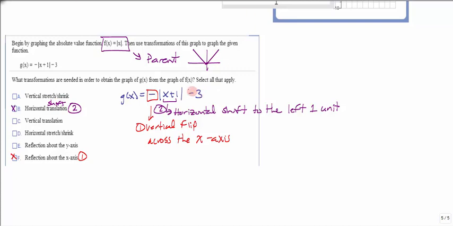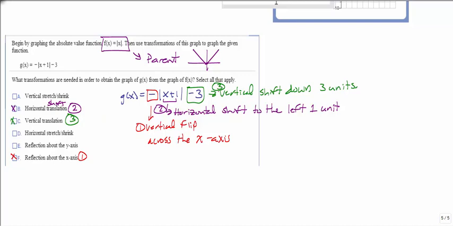Now our last one here is on the outside of the argument, so this is vertical movement as well. This is a vertical shift down. It's not opposite because it's outside the argument. Vertical shift down 3 units. Okay, so that's a vertical translation, and that is the third one that we've marked here, down 3 units.